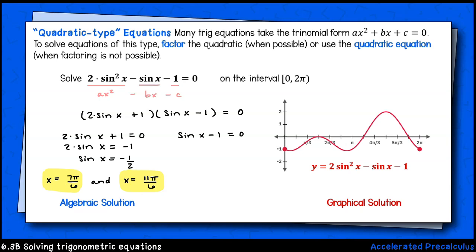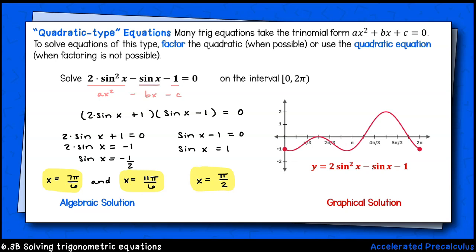That will be the angles 7 pi over 6 and 11 pi over 6. On the right, I'll add 1 to both sides of the equation, generating sine of x equals 1. That will be the angle pi over 2. Now, these are our algebraic solutions because they were generated using algebra techniques. It is also possible to solve this equation by graphing.